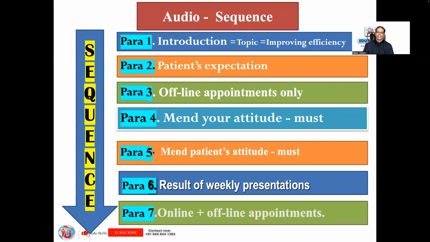Then the patient's attitude must be corrected. The result of weekly presentations was offered as a solution to this, because everybody is coming with all minute complaints which can be self-treated. So the doctor started to give weekly presentations, sessions or awareness programs, whereby the number reduced. Online and offline appointments were given.